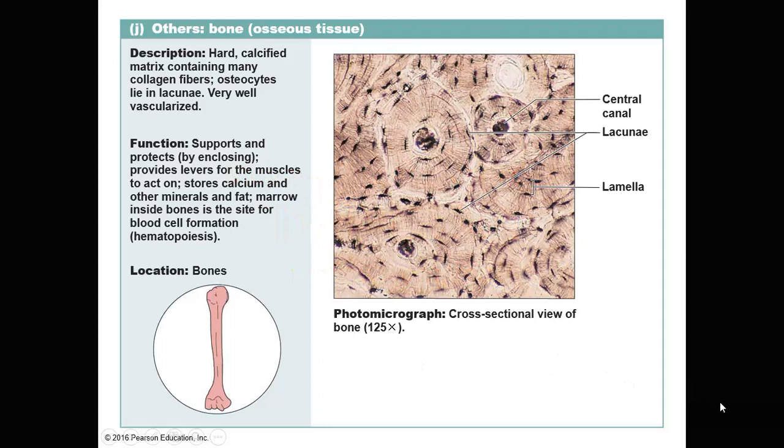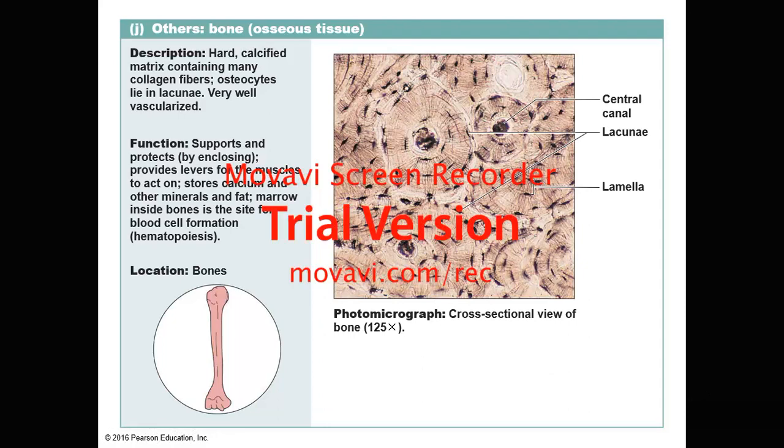You see the lamellae, which surround the central canal, and the central canal contains the blood vessels and nerves. And then you see the lacunae, and the lacunae are the cavities.